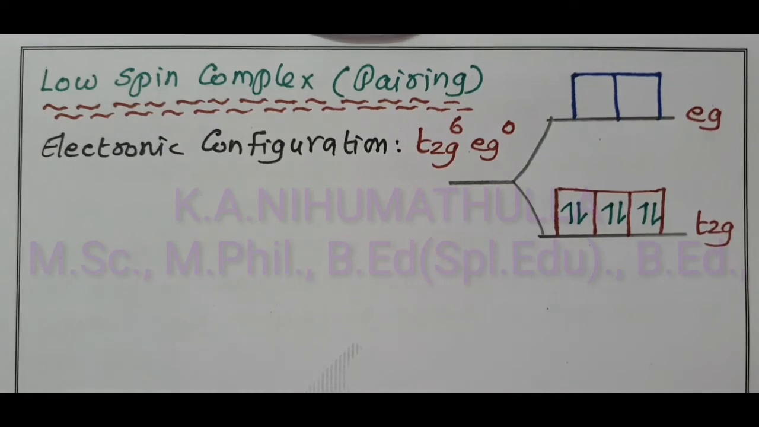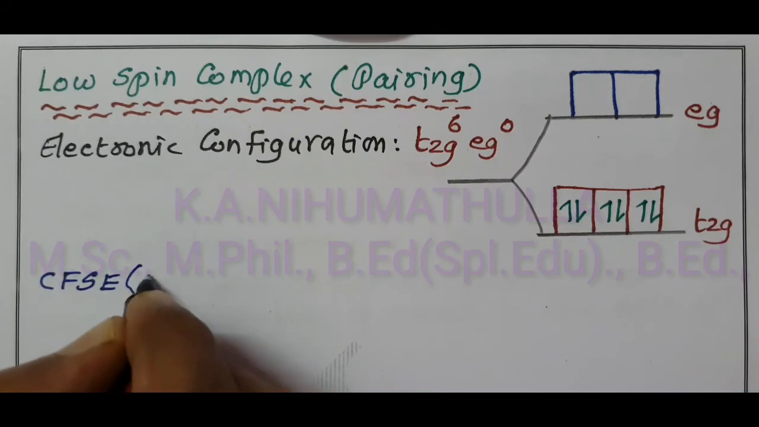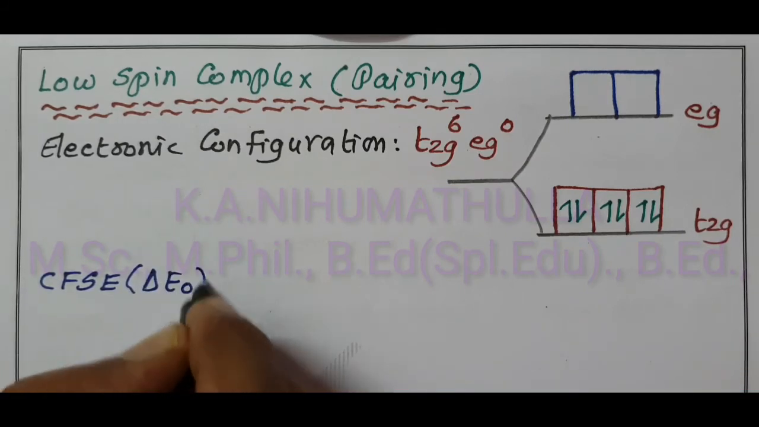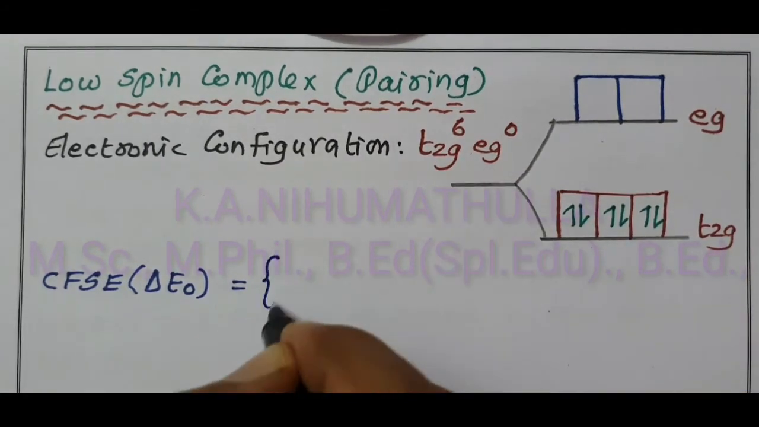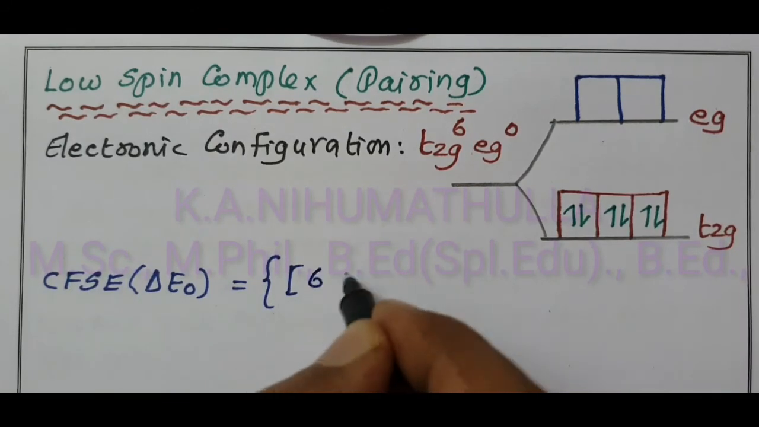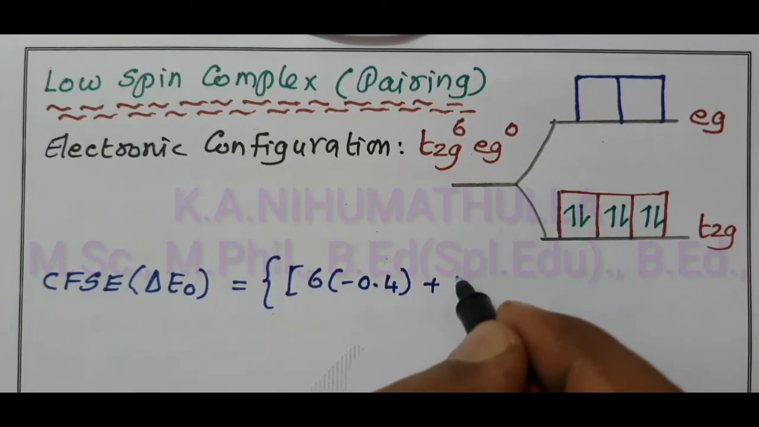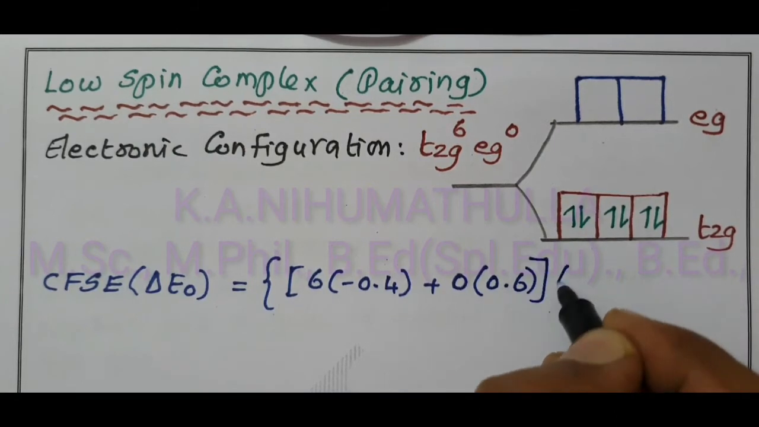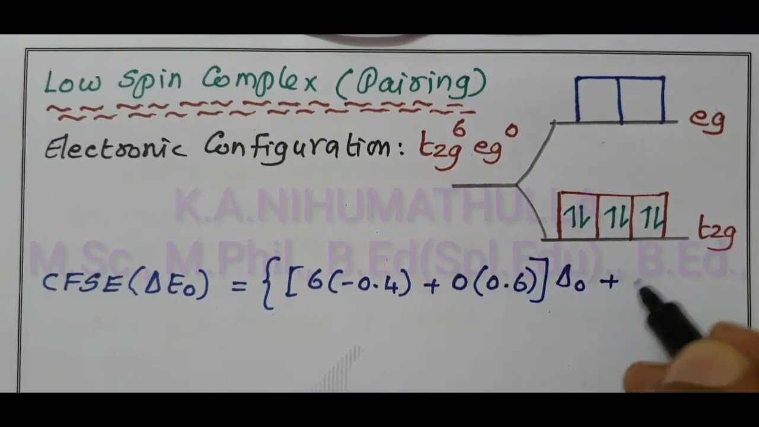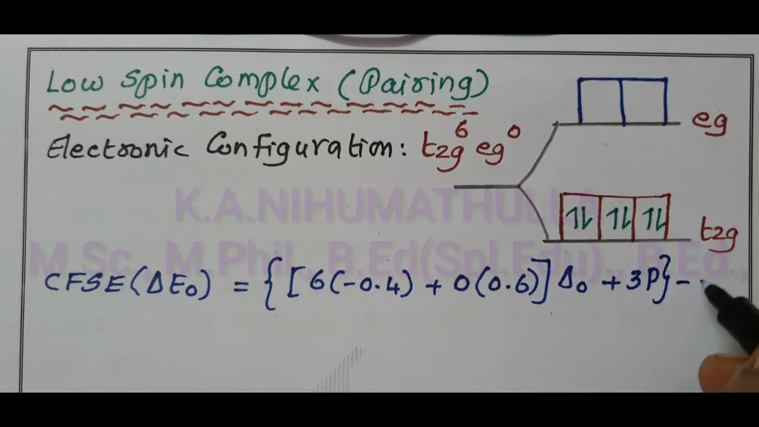Crystal field stabilization energy. Delta EO, that is equal to number of electrons in T2G is 6 and minus 0.4 plus number of electrons in EG is 0 and 0.6 delta octahedral plus number of paired electrons 3 and pairing energy in the ligand field minus E isotropic.